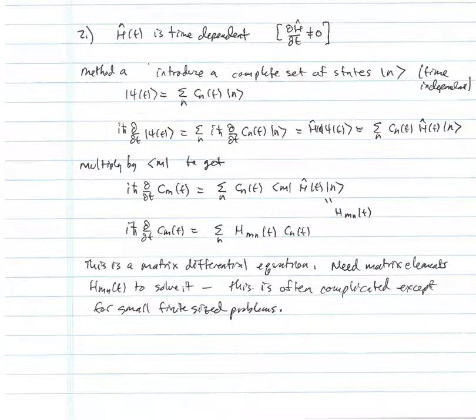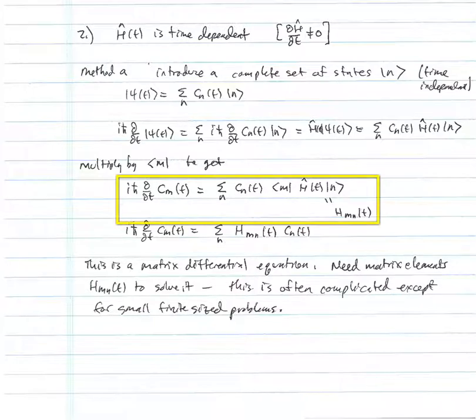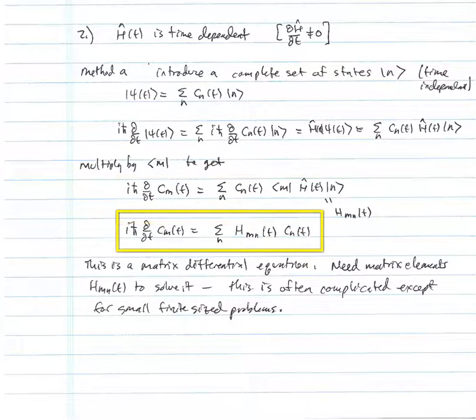However, I can still multiply by the bra m on the left and use orthonormality, and we'll find the left-hand side simplifies just like it did before. I get i h bar d by dt Cm of t. The right-hand side does not. I'm left with the sum over n of Cn of t times the bra m, H hat of t acting on ket n. Now that's a matrix element, so we're going to call that matrix H sub mn of t. Then we get this differential equation: i h bar d by dt Cm of t is equal to the sum over n of Hmn of t Cn of t.